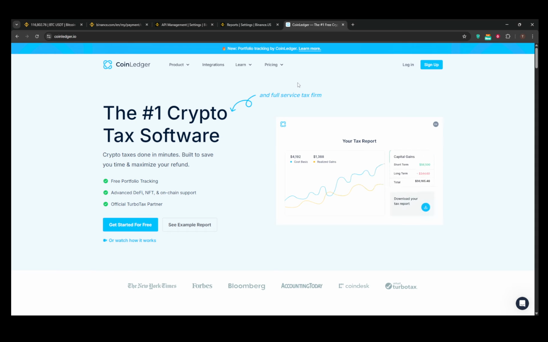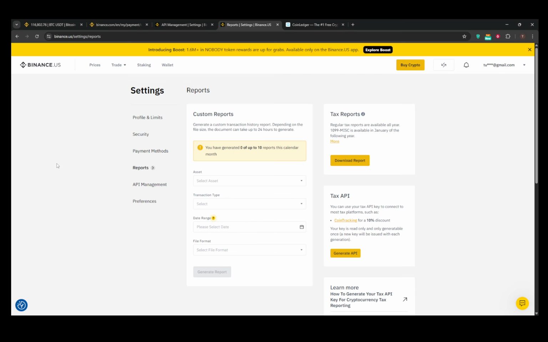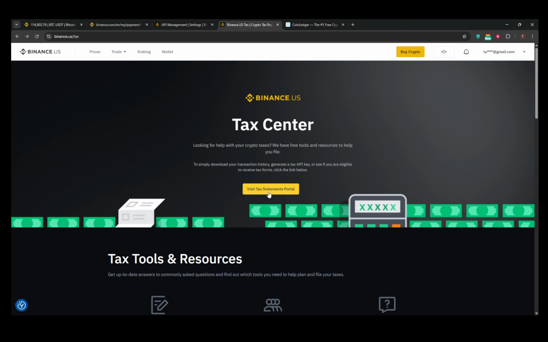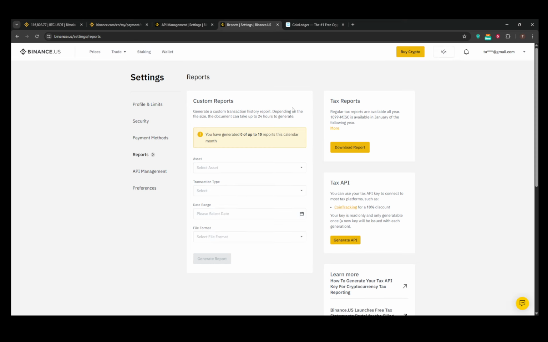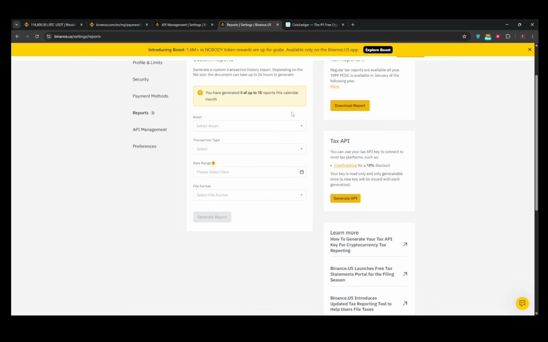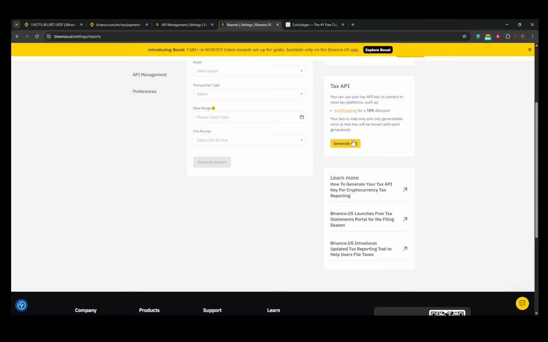By following these steps, you'll find that handling your Binance US taxes doesn't have to be overwhelming. With a clear understanding of taxable events and by utilizing the right tools, you can streamline the process and ensure that your tax reporting is both precise and compliant with IRS regulations. I hope this guide proves helpful as you prepare for tax season.